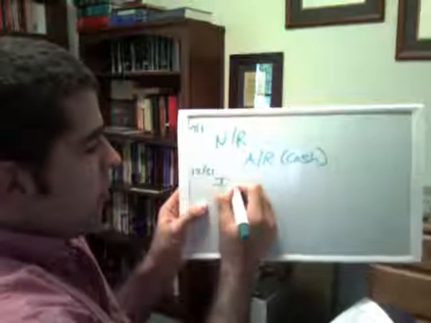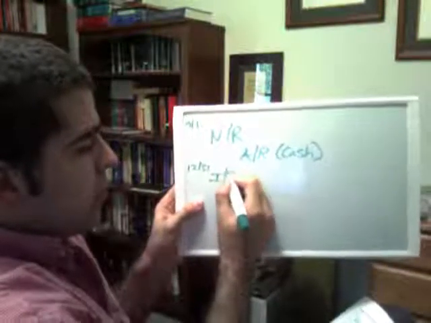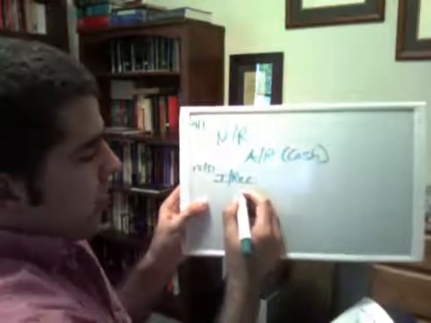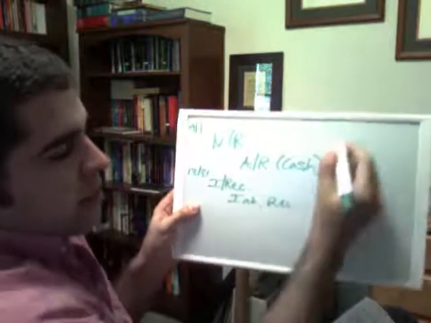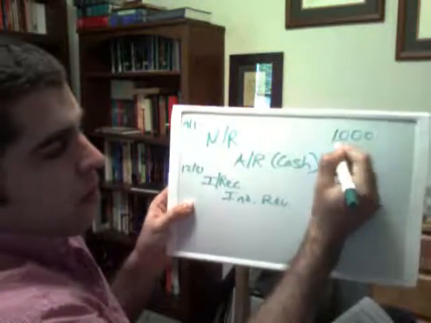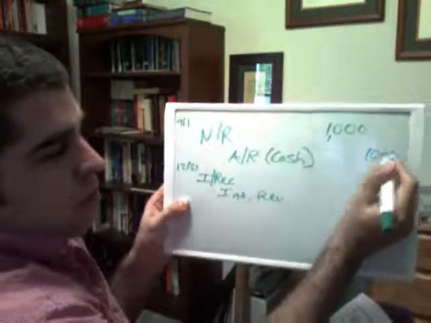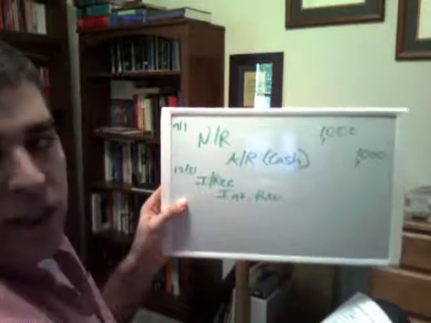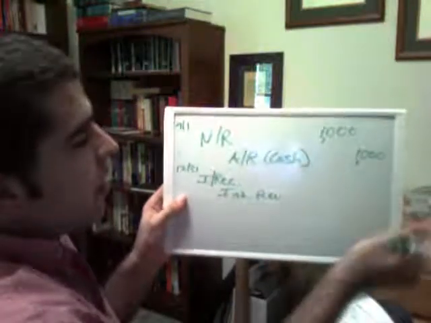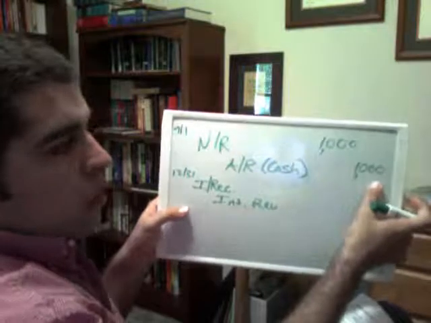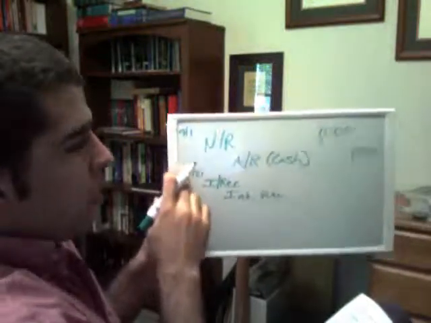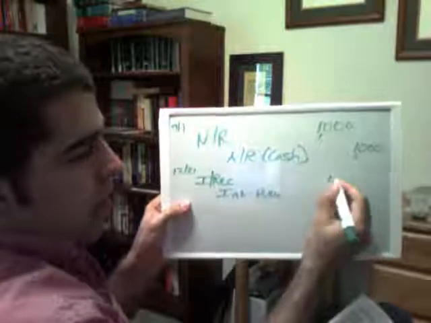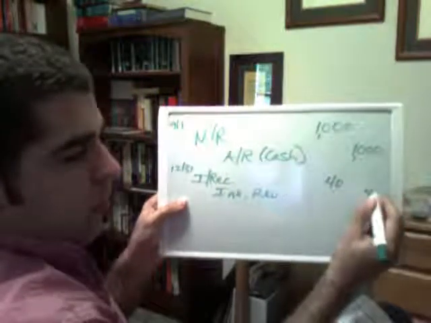So we have interest receivable, and we have interest revenue as a credit. So say we had 1,000 here, okay, and say we have 12% interest. So what would be the interest for a full year? It would be 120. Here in this case, we have 4 months, 9, 10, 11, and 12. So we would have an entry here for 40.